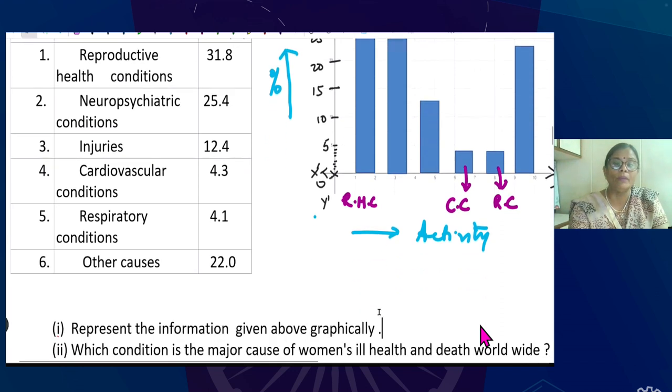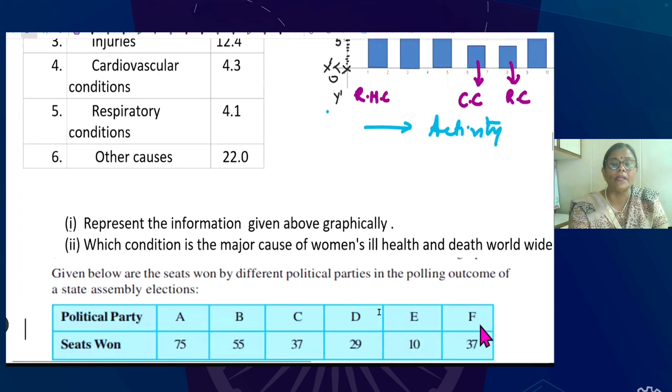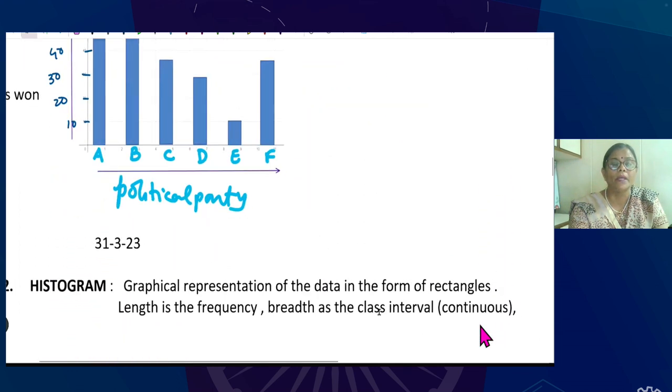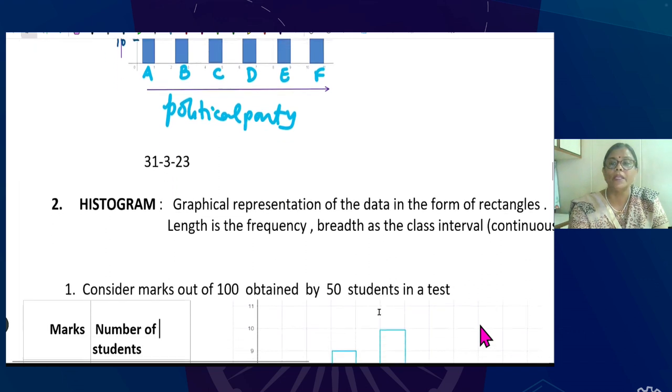Now today what we'll be doing is, we'll take up the next representation that is known as the histogram. Now what is a histogram? The histogram is actually the graphical representation of data in the form of rectangles. The length is the frequency and the breadth is the class interval. So that's very important here.